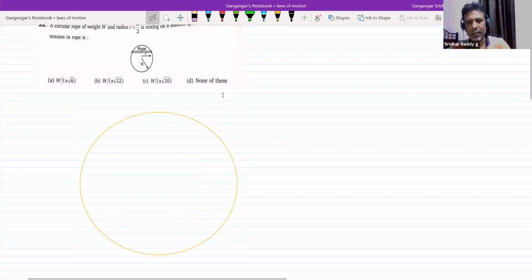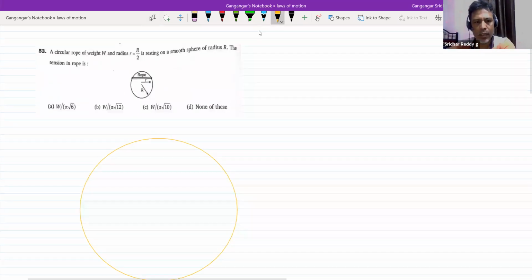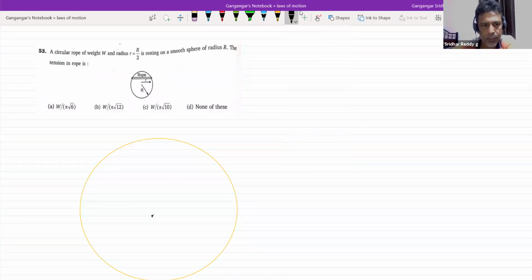Okay, let this be the circle. Then a rope. Let me introduce a rope. This is the center of the circle. Rope, you have to show like this. Of course, it appears curved only. So this will be the rope here. See, once you have clarity of the diagram, it's very easy. Then you can go for showing forces, then equating them.